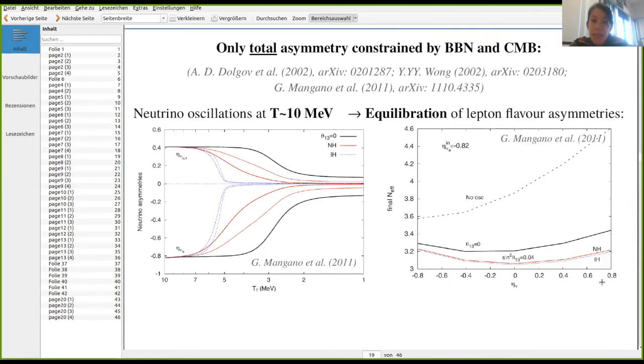There's also another loophole. Besides those constraints being in general pretty weak, both the CMB and BBN are only sensitive to the total asymmetry and not to the individual lepton flavor asymmetries. That was shown in these works here. And maybe at first it sounds like a contradiction, because I was just emphasizing on the slide before that the effect on the neutron to proton ratio only depends on the electron flavor.